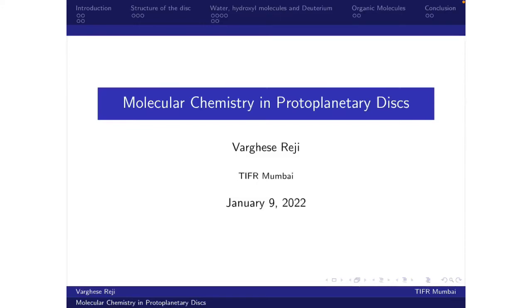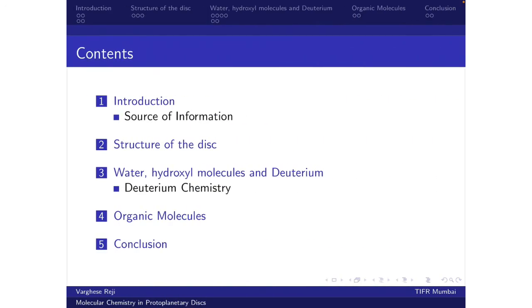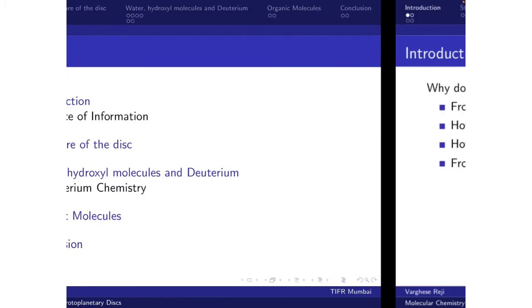Hi, my topic of term paper is molecular chemistry in protoplanetary disks. We will go over why we study the protoplanetary disk, what a protoplanetary disk is, and the spectral regions we employ. This part will be covered in the introduction. Then the disk structure, the evolution of water and deuterium chemistry, and finally some carbon chemistry.